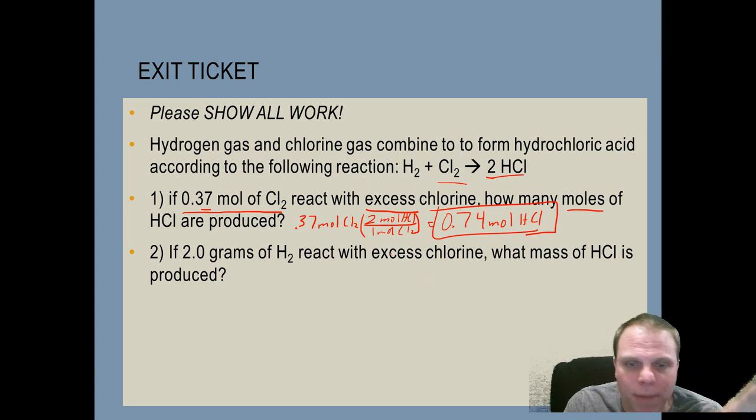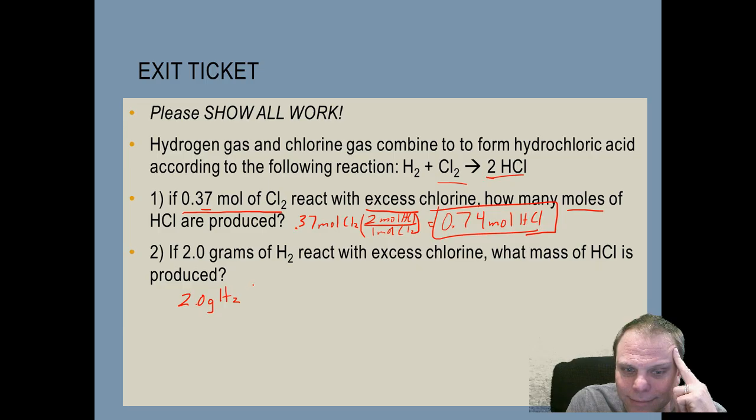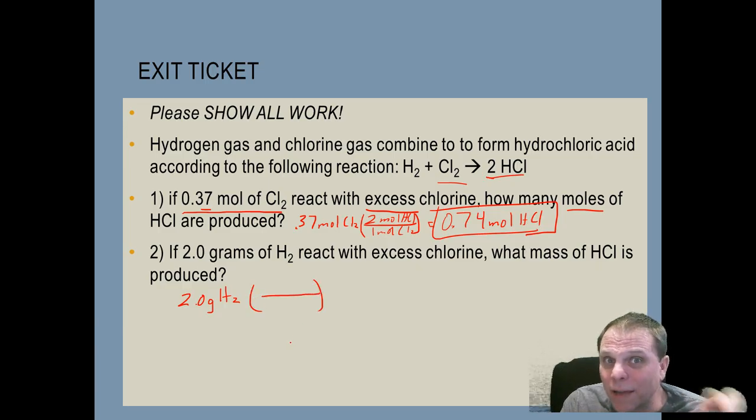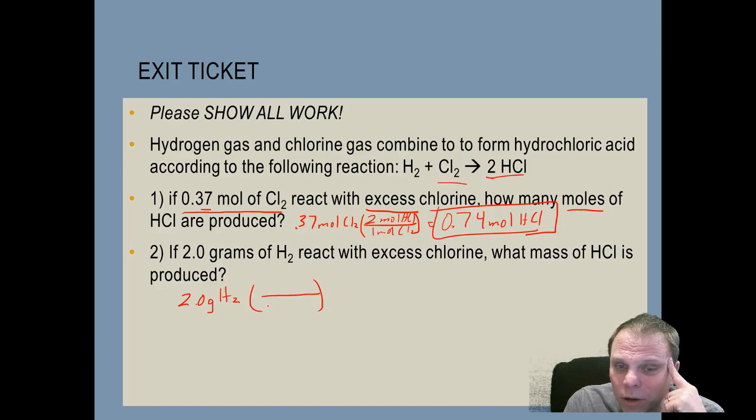Oh my goodness, I'm going mass to mass. All right, well, that's not a problem. We know how to do mass to mass now. So I start with 2 grams of H2. And if I want to go from mass to mass, I have to go through the mole road, so I've got to convert to moles. And so I have to say, well, I know this.